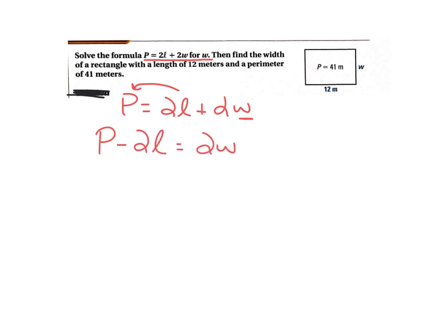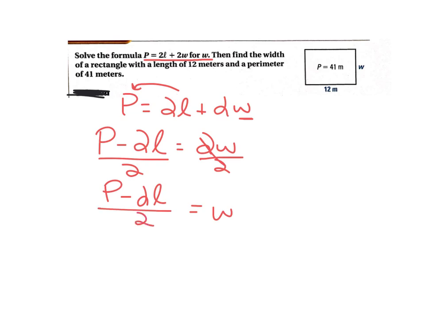One more step. I still have a 2 with the W. To get rid of the 2, because it's 2 times W, I'm going to do the opposite. I'm going to divide both sides by 2. Here it cancels. You get P, perimeter, minus 2L, L is length, divided by 2. Now the second part said to find the width if the length is 12. So all I'm going to do is plug 12 there, and it also said the perimeter is 41, so I'm going to plug 41 there. And this is what it's going to look like.